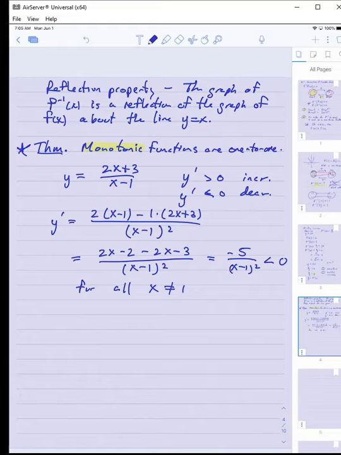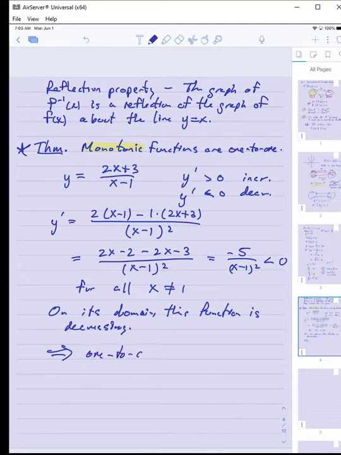Okay, that means what? On its domain, this function is decreasing. Since it's decreasing, I know that it's one-to-one. Therefore, I know there is an inverse function.